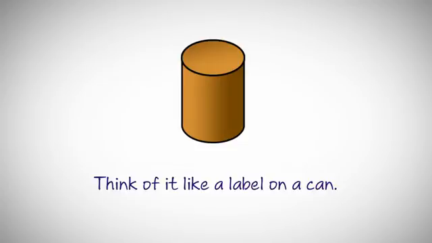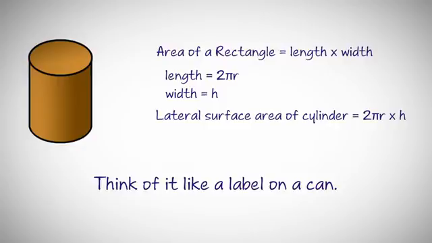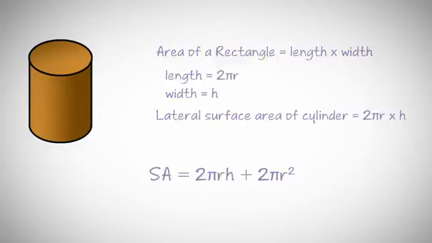If you cut the label off and you unravel it, you literally have a rectangle. The length of that rectangle is going to be the circumference of the circle, 2 pi r. And the width of that rectangle is going to be the height of the cylinder. So the lateral surface area of the cylinder is going to equal 2 pi r h. So the surface area for a cylinder is going to equal the lateral surface area, 2 pi r h, plus the area of the 2 circular faces, 2 times pi r squared.